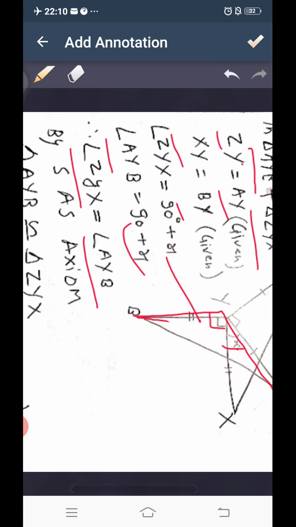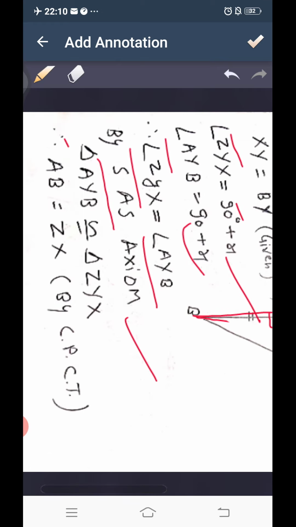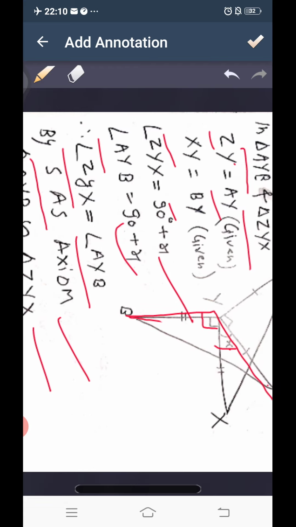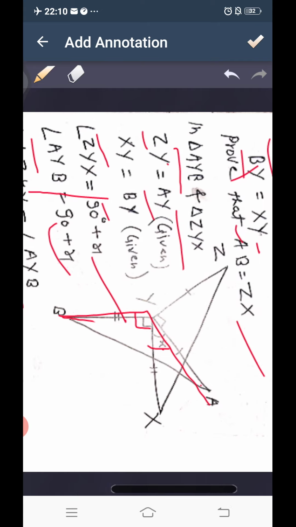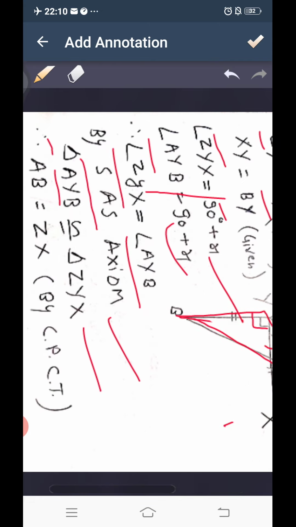So here we have the side-angle-side axiom of congruency. We can say that triangle AYB is congruent to triangle ZYX. When both the triangles are congruent, then AB equals ZX by CPCT.